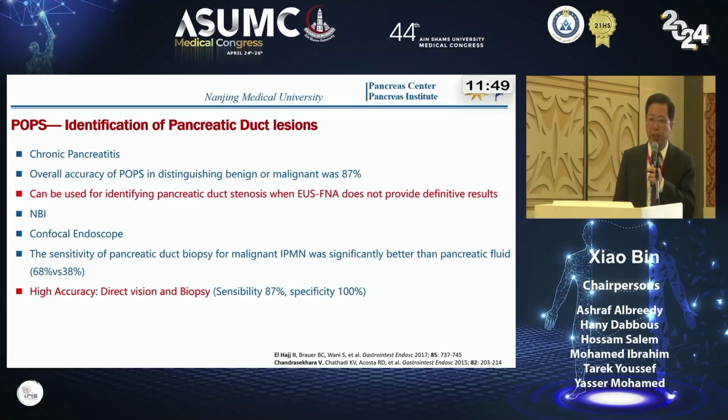POPS can be used for identifying pancreatic duct stenosis when EUS FNA does not provide definitive results. It can also use branch techniques like confocal endoscopy to elevate the accuracy.